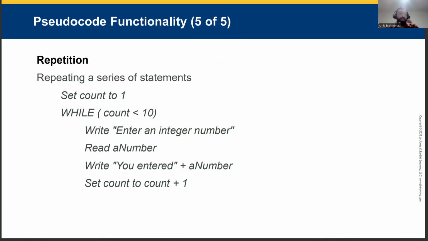Repetition loops. This slide introduces repetition using a while loop. The example sets a counter to 1 and continues looping while the counter is less than 10. Inside the loop, the program prompts for a number, reads it, and displays it, then increments the counter. The structure shows how loops allow algorithms to repeat tasks many times with changing data.